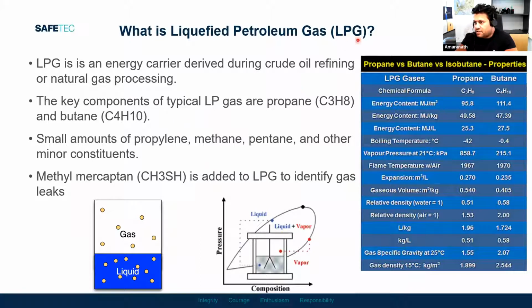So LPG contains mainly propane, C3H8, and butane. It can also contain small portions of propylene, methane, pentane, and other minor constituents from the natural gas production. These hydrocarbon gases do not have any odor or smell, so we need to add methyl mercaptan to provide indication of potential gas leaks.